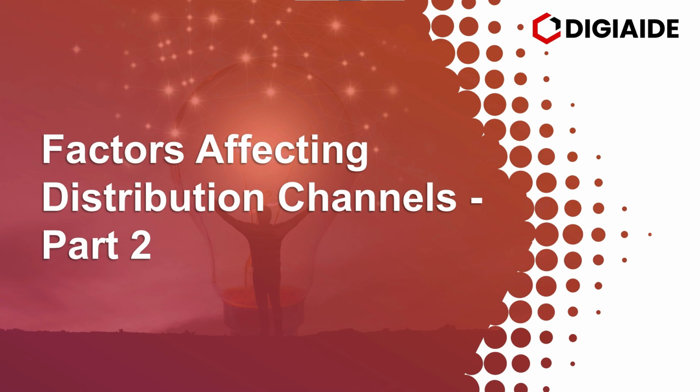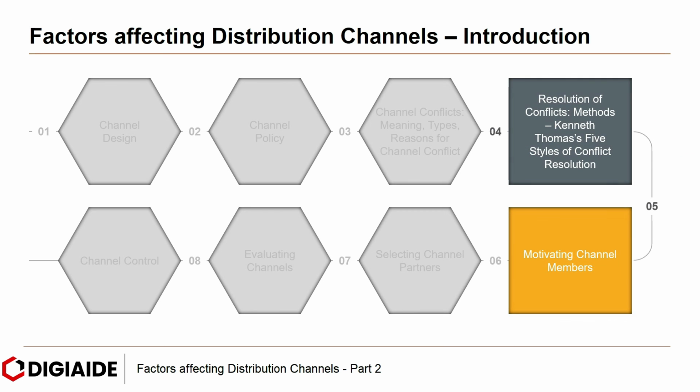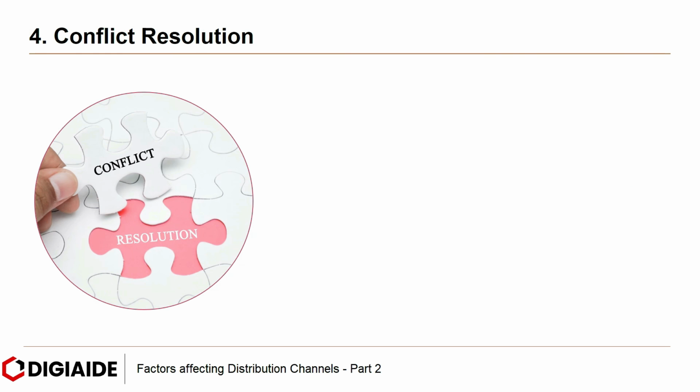In this video, we are going to cover the topic on factors affecting distribution channels part 2. In part 1, we covered 3 factors. Number 1, channel design. Number 2, channel policy. And number 3, channel conflicts. In this part 2 video, we are going to cover resolution of conflicts and motivating channel members. Let's start with the fourth one, conflict resolution.